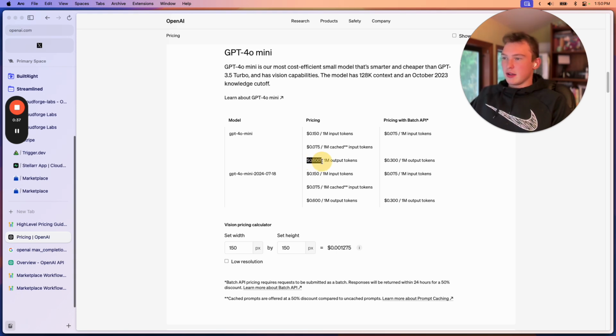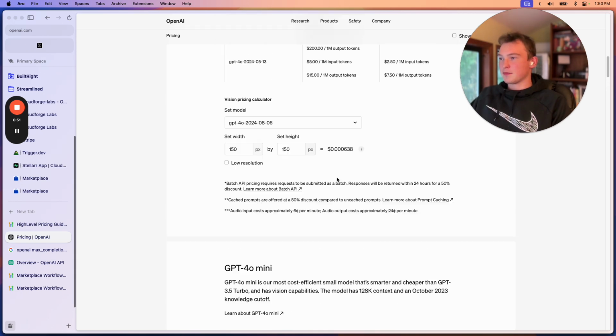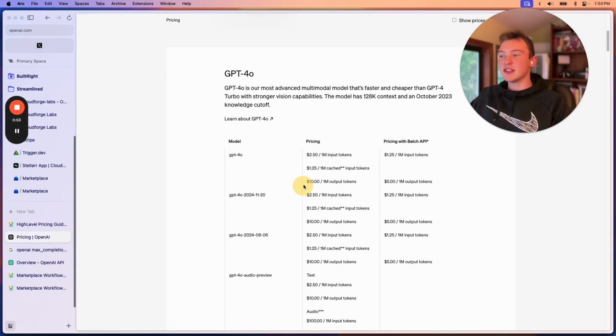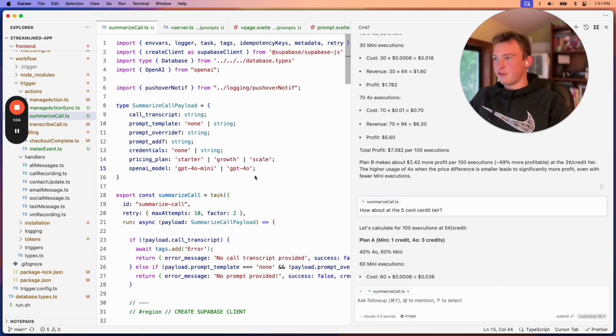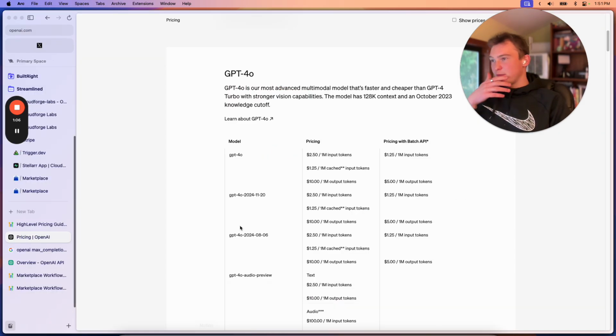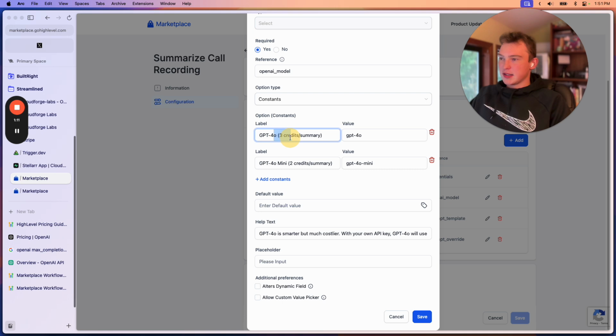So with 4.0 mini, I'm going to ignore the input tokens just because that's less significant than the output tokens, where for 4.0 mini, output tokens cost 60 cents per 1 million. But with 4.0, it's $10 per 1 million output tokens. So 4.0 is significantly more expensive than 4.0 mini. But we still want to give people an option, and we still want to charge them a certain amount of credits. So basically, we're charging them 3 credits or 2 credits based on the model that they used.